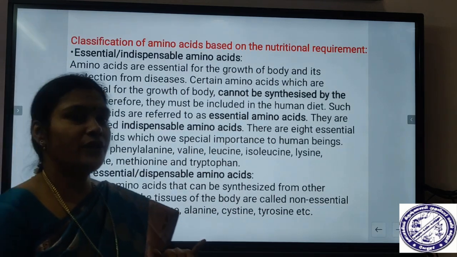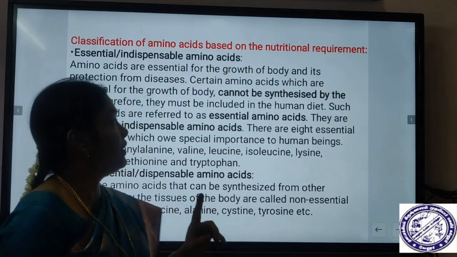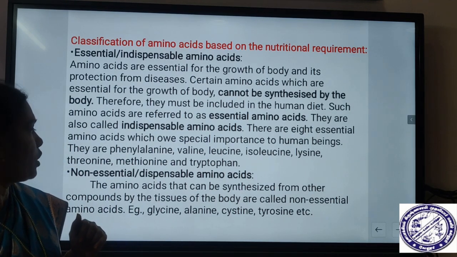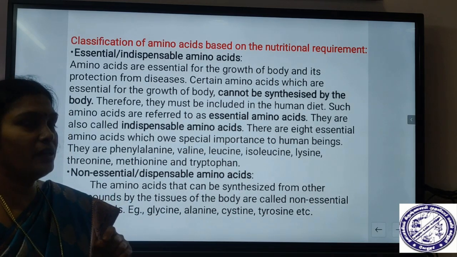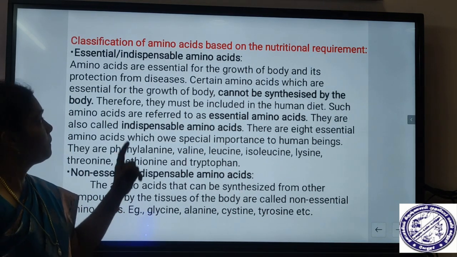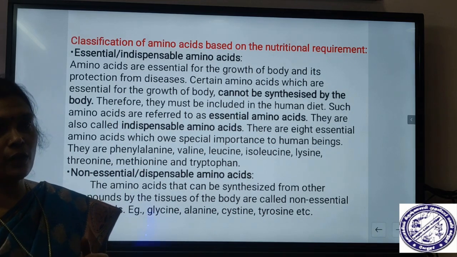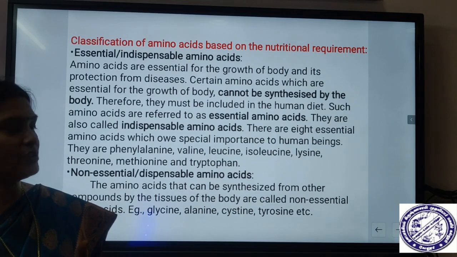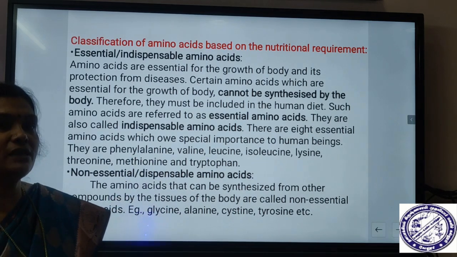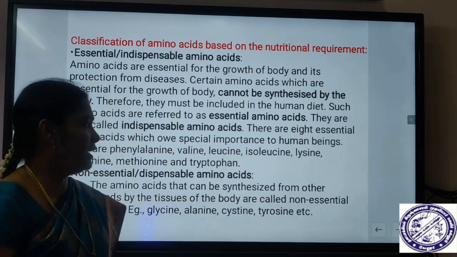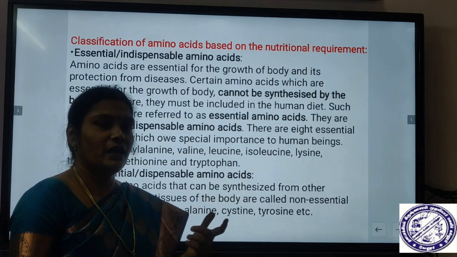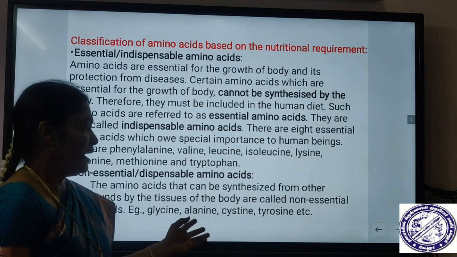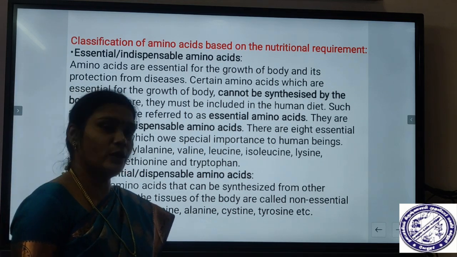And based on the nutritional requirements, we have two different kinds of amino acids. First one is essential amino acid, which is otherwise said to be indispensable. Another one is non-essential amino acid, which is otherwise said to be dispensable. Essential amino acids are required for our body, but we cannot synthesize them, so they have to be provided to the body through diet. Examples are valine, leucine, isoleucine, etc. Similarly, the amino acids which are synthesized by our body are said to be dispensable or non-essential. Examples are alanine, cysteine, tyrosine, etc.